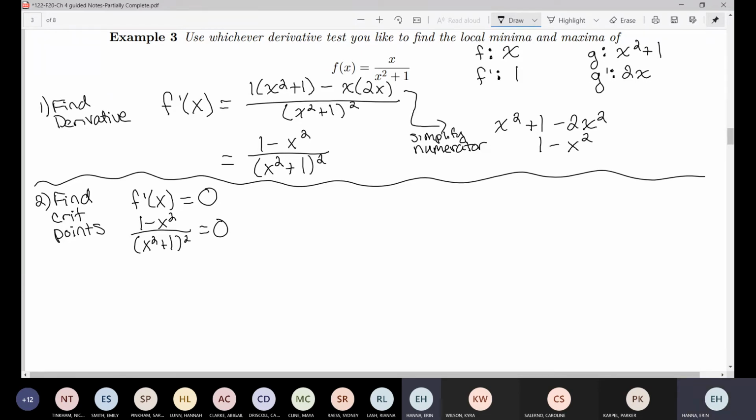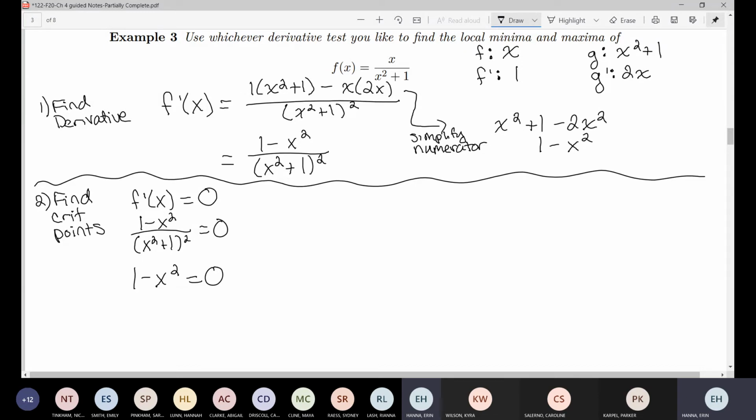I would take that entire denominator and multiply it over to the other side, but anything times 0 is 0, so that's super nice. I'm just left with 1 minus x squared equals 0. Or, shortcut, whenever you have a fraction, the only way a fraction is 0 is if the numerator is 0. So if you want to take a shortcut, just write numerator equals 0 whenever you have a fraction and need to set the derivative equal to 0.